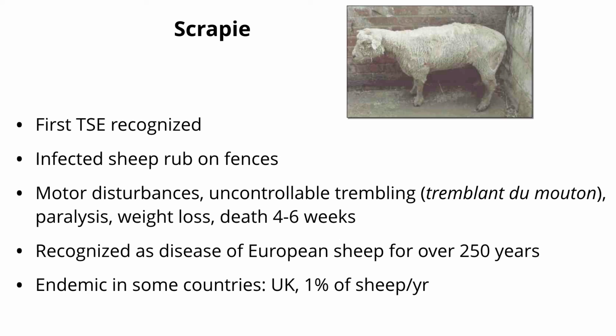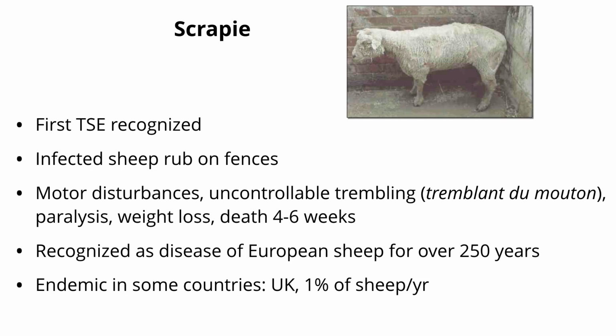And this is accompanied by motor disturbances. They have trouble walking. You see a Scrapie sheep, they're wobbling back and forth. Trembling. They have uncontrollable trembling in spurts. In French, in Canada, I believe, it is called tremblement du mouton. Paralysis, weight loss, and they die within 4 to 6 weeks. And that was known for 250 years in Europe. And in the UK, you still get 1% of sheep a year coming down spontaneously with Scrapie.